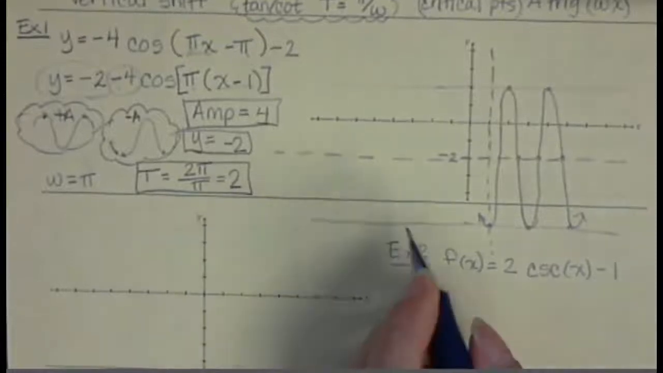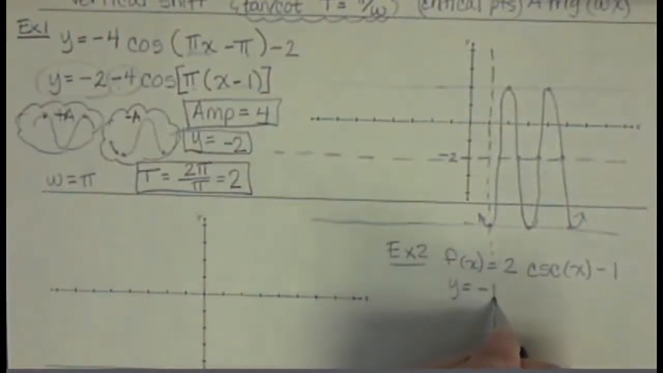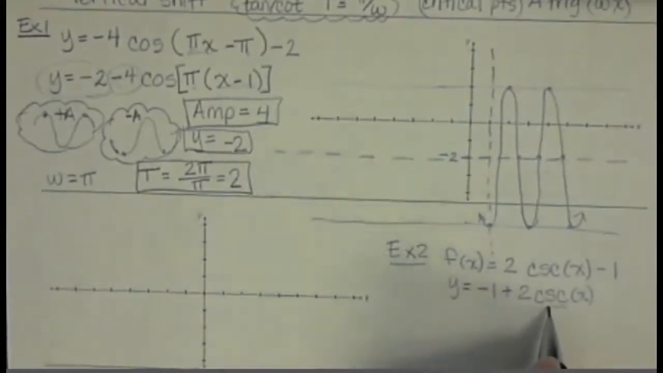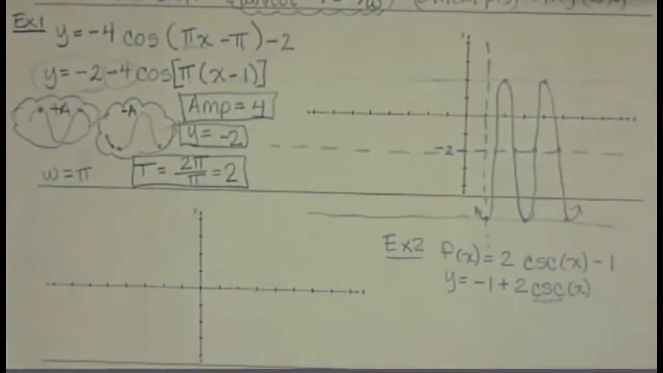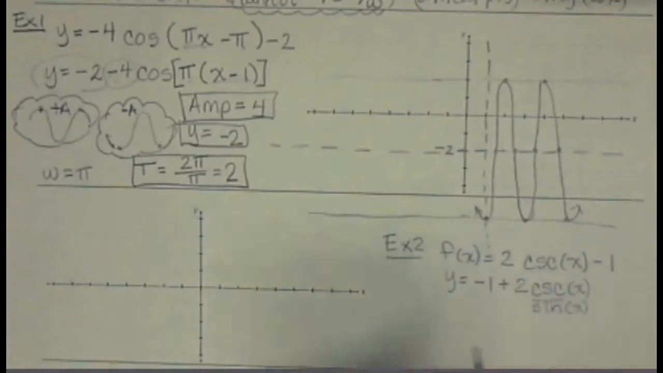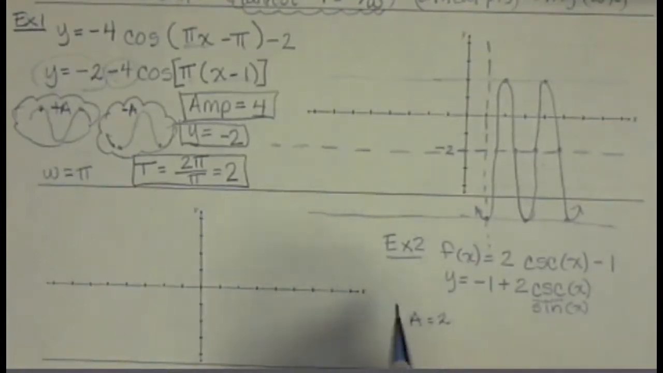Remember what I said? I like to write it as y is equal to negative 1 plus 2 cosecant of x. We need to remember that cosecant is just 1 over sine, so we're going to graph this as if it was sine of x. We would still find that the amplitude is equal to 2. That's this number right here.